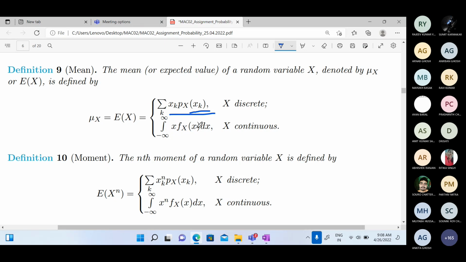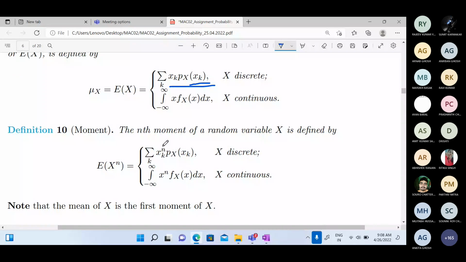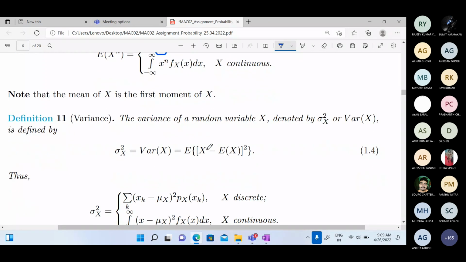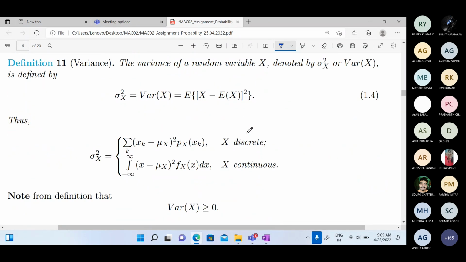And moment means that if we increase the values of the random variable, that is, change the random variable with some weight, then this is the moment. It is a similar definition. And variance means how far values are from the original one, that means the mean, the average. So this is the average, and variance we define like this, Var X.